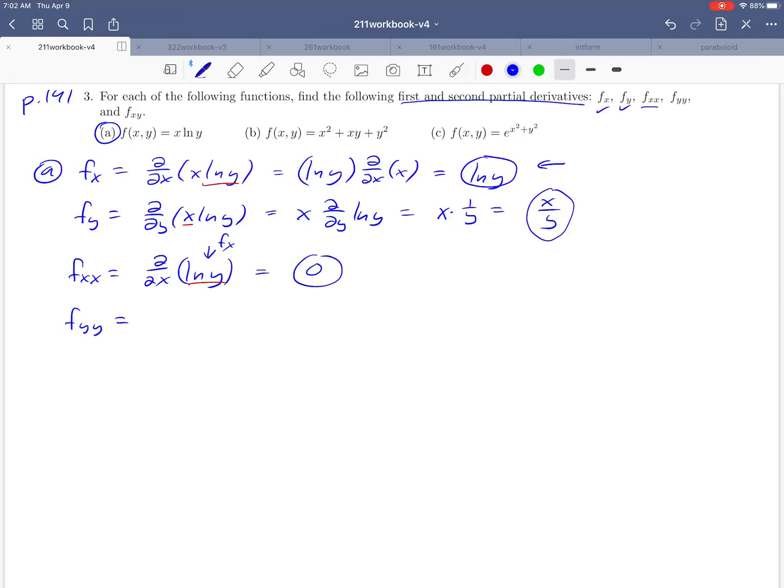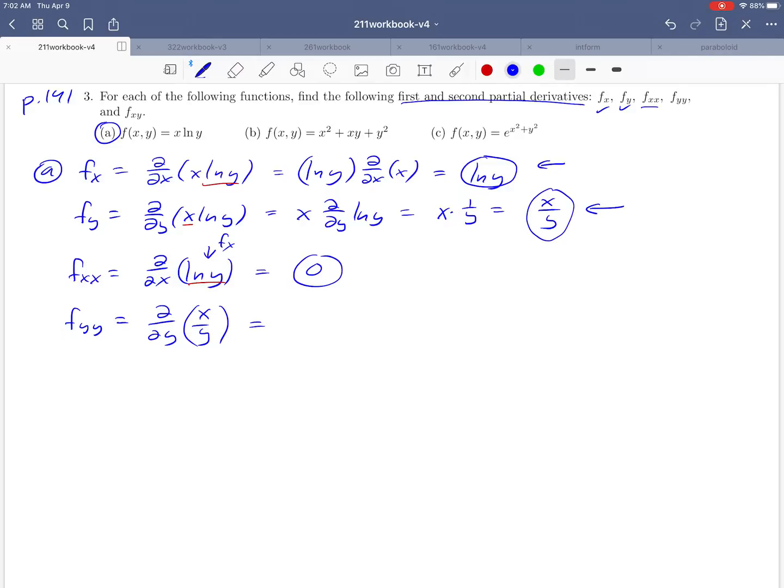Moving on, what about fyy? Okay, well there, we're trying to take the derivative with respect to y twice. So we've already taken the derivative with respect to y once. That's this x over y. We just want to take the derivative of that one more time with respect to y and see what we get.